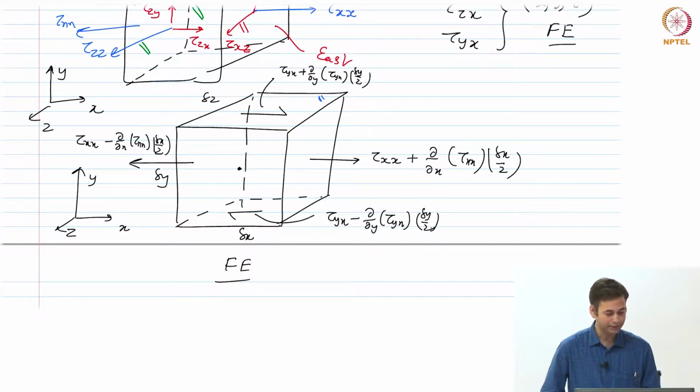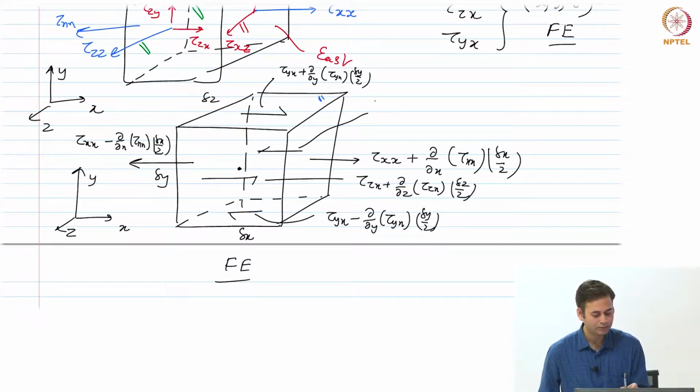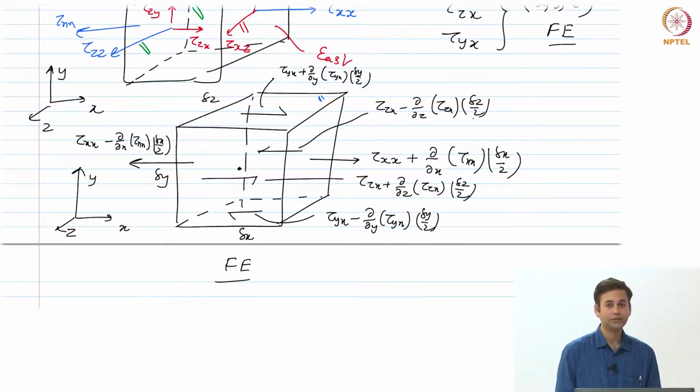So that is the tau yx stresses that we have on the north and south faces. What about tau zx? It will be acting on the front and the back faces. On the front face it will be acting in the positive x direction. So this is tau zx plus partial tau zx by partial z times delta z by 2, that is what we have. And on the negative side, we have tau zx minus partial tau zx by partial z times delta z by 2. Is that clear? Is that correct? So these are the three viscous stress components that we have drawn.